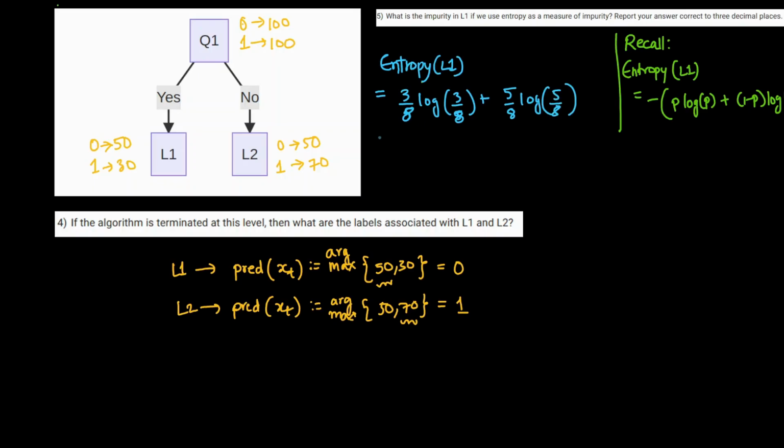Now this on computation will give us, and also there is a minus sign outside the whole thing. So this will give us minus of negative 0.5306 minus 0.4238, right? So this will be equal to 0.9544. Okay, so this is how we compute the entropy at a particular node.